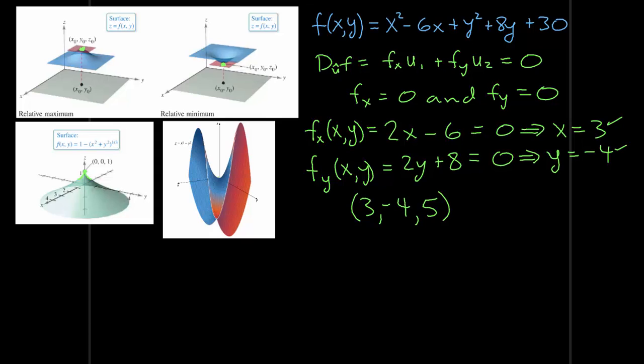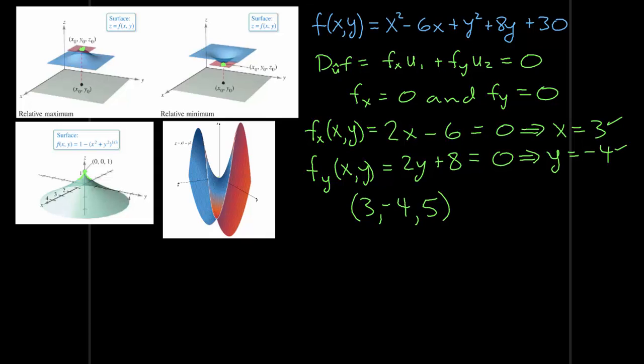So when we talk about critical numbers in single variable calculus, we're saying wherever the first derivative is equal to 0 or undefined. We do the same thing here. Whenever the partials are equal to 0 or undefined, we're going to call that our critical points.